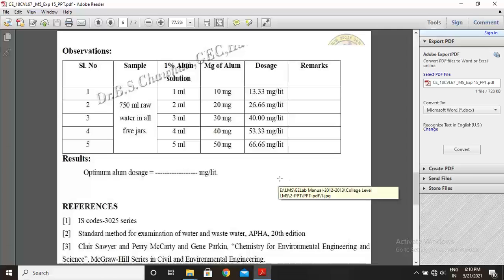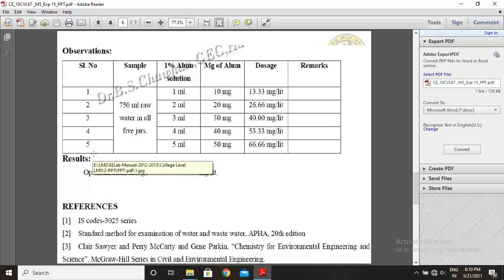So now these are the observations. Now this is the table. See serial number, there are 5 or 6. Here the sample, 750 ml raw water, is taken in all 5 jars. 1% alum solution means 1 ml you add in first jar, 2 ml in second jar, 3 ml in third jar, 4 ml in fourth jar, 5 ml in fifth jar. So like that you add increasing order alum dose in each jar.